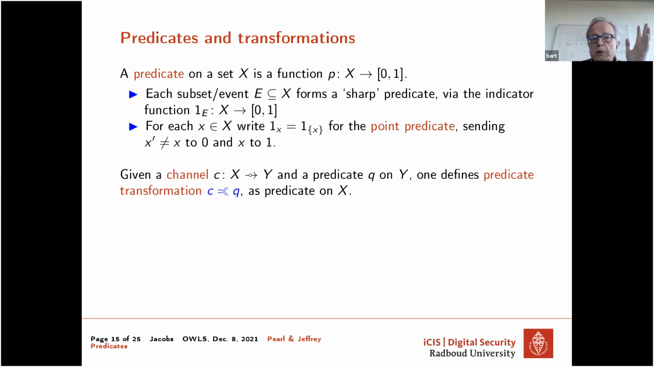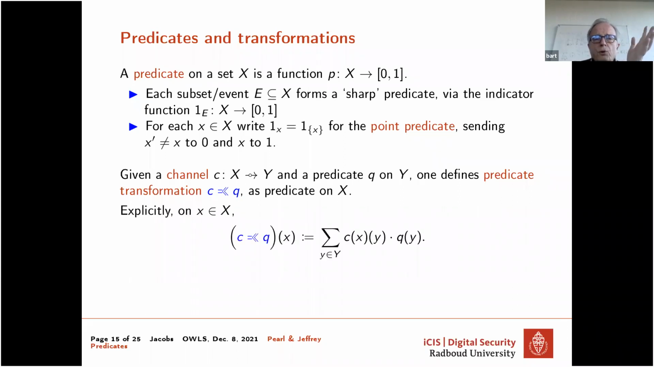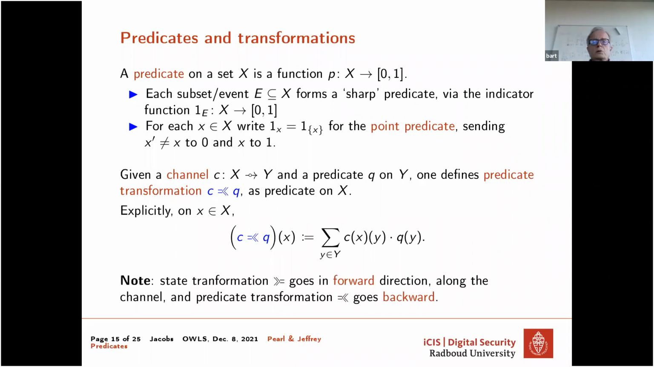Now, given a channel C from X to Y, remember this is a probabilistic function from X to distributions on Y. And if I have a predicate Q on Y, then I can pull this back to a predicate on X. And the formula for this is like this. This is predicate transformation, and for people who are more used to programming language semantics, this is weakest preconditioning, where you pull back a predicate along a computation. So state transformation goes in the forward direction, and predicate transformation goes in the backward direction.